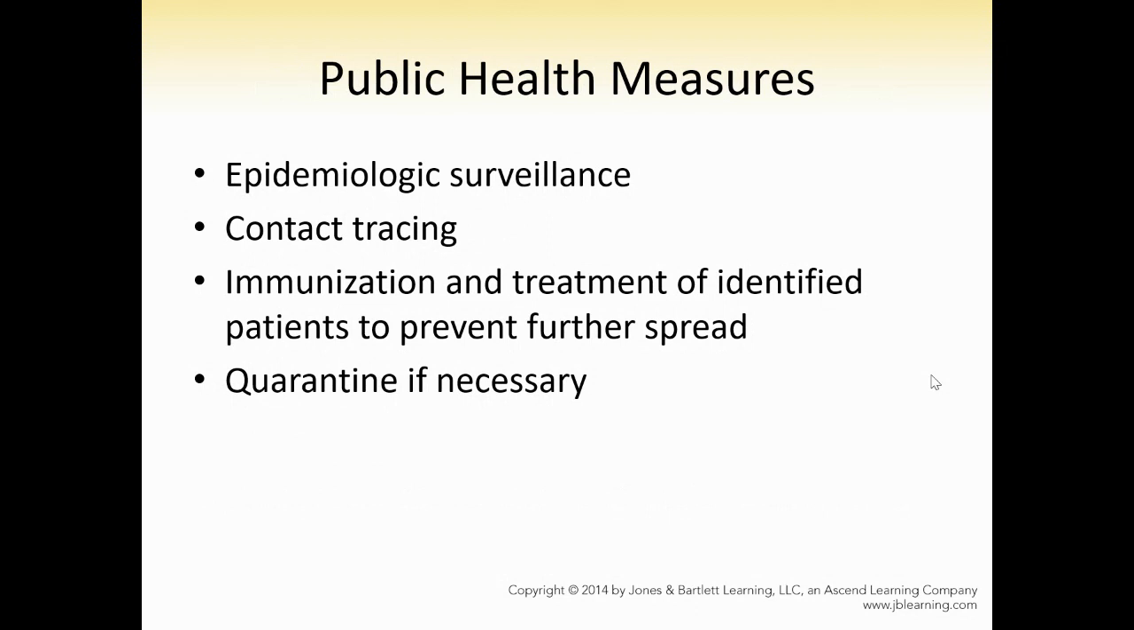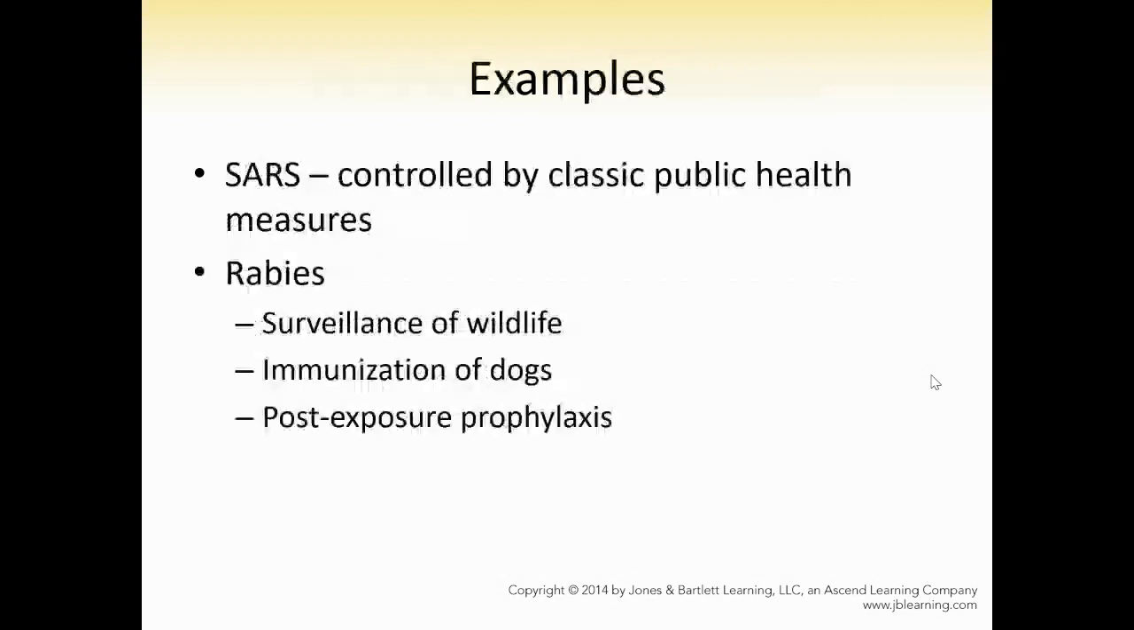With COVID, because it's airborne, contact tracing is really not that effective. We can do immunization and treatment of identified patients to prevent further spread, and then quarantine if necessary. So here's an example of how public health controlled the spread of infection. SARS was controlled by very classic public health measures. Rabies is controlled by looking at wildlife, by immunizing dogs, and by post-exposure prophylaxis.